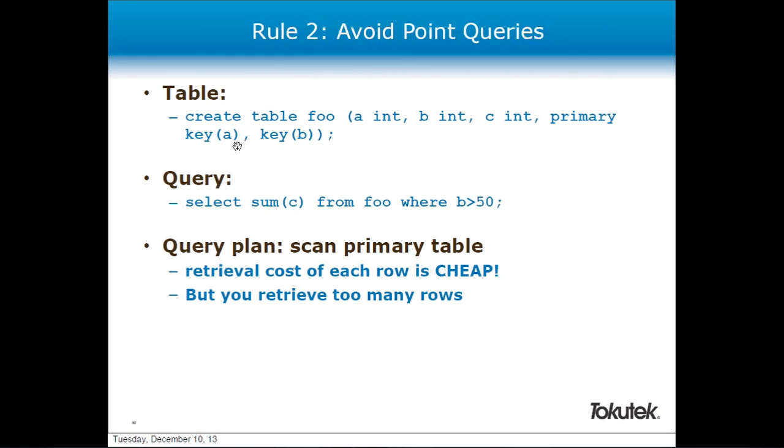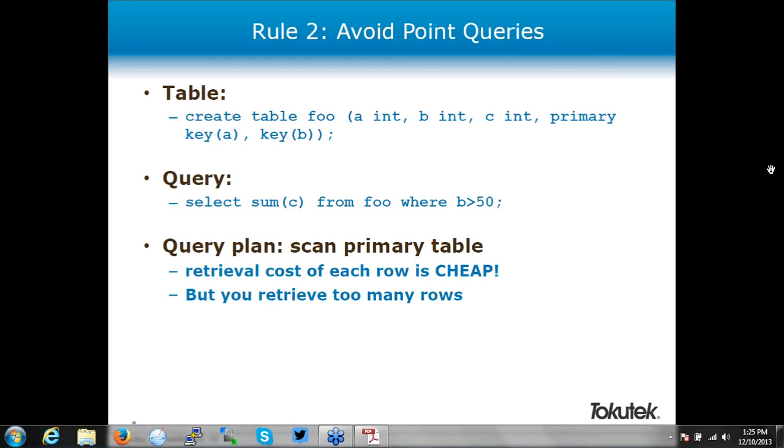Well, one thing is, suppose instead of using any index, you scan the primary table. And this actually brings up something interesting about table scans. The retrieval cost of each row in a primary table scan is very cheap; the cost per row is small. The problem is that you are completely flying in the face of the first rule, where you are retrieving way too many rows.